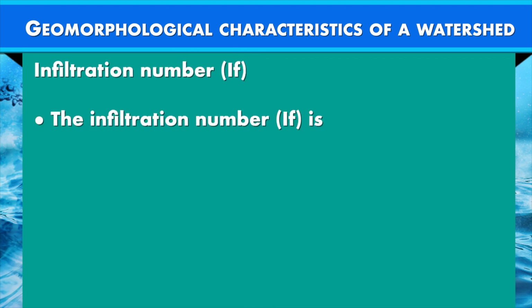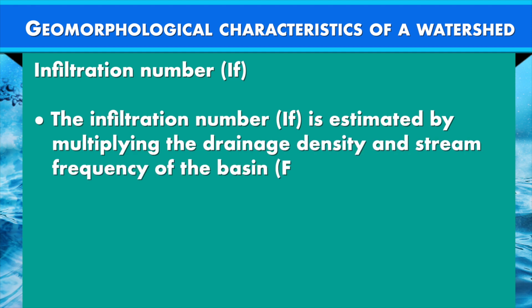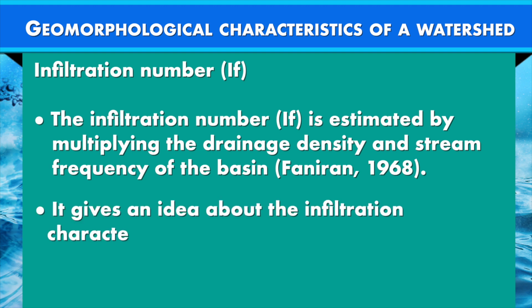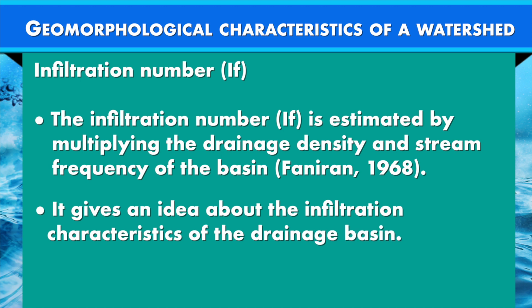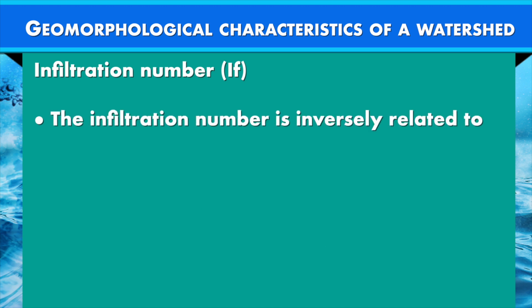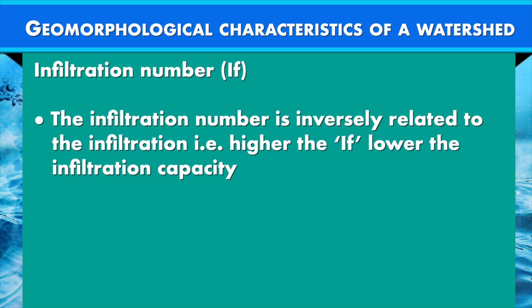The infiltration number is estimated by multiplying the drainage density and stream frequency of a basin. It gives an idea of the infiltration characteristic of the drainage basin. The infiltration number is inversely related to infiltration. For example, the higher the infiltration number, the lower the infiltration capacity, and vice versa.